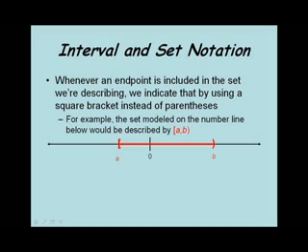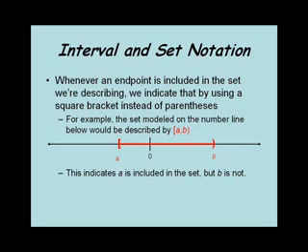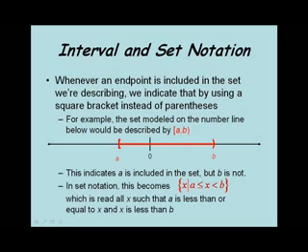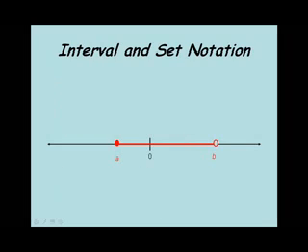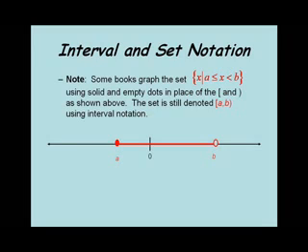For example, the set modeled on this number line would be described by square bracket A, comma, B, close parentheses, which we read the set of all numbers from A to B, including A, but not including B. In set notation, this becomes X such that A is less than or equal to X is less than B. Some books graph this same set using solid and empty dots in place of the bracket and the parentheses. The set is still denoted the set from A to B, including A, but not including B, using interval notation.